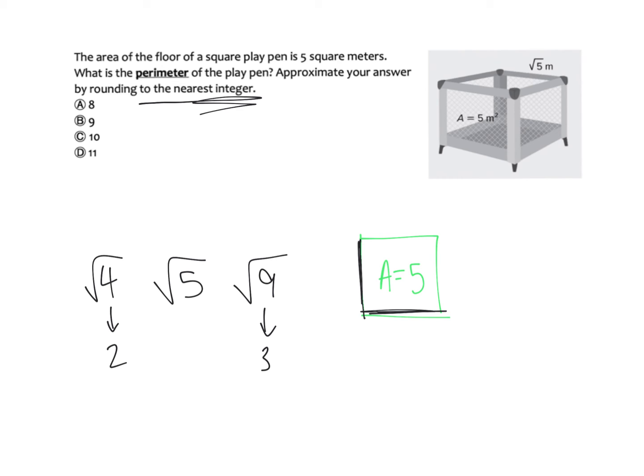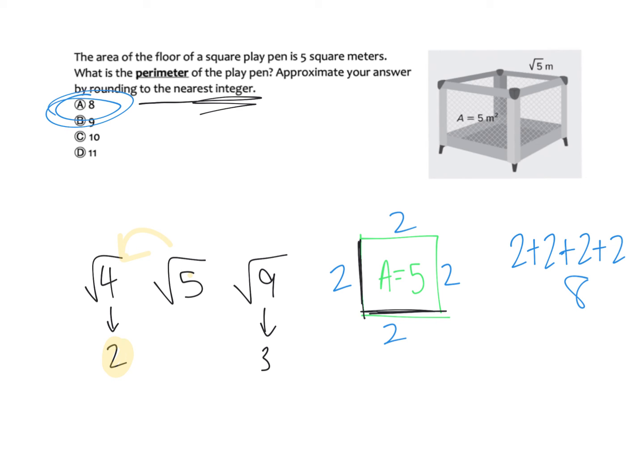Now, if I'm rounding to the nearest integer, I just want to see what it's closer to. Well, 5 is definitely closer to 4. So I'm going to estimate it's about 2 on each side. So 2, 2, 2, 2, because it's a square. Now if I want the perimeter, perimeter means add all the way around the outside. So I would do 2 plus 2 plus 2 plus 2, and I get 8 for the perimeter. Be careful. It says round to the nearest integer. That means you don't need a decimal, and it was way closer to the square root of 4, and the answer to that is 2.